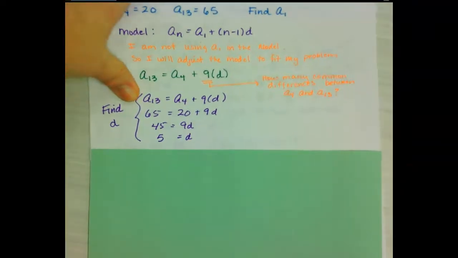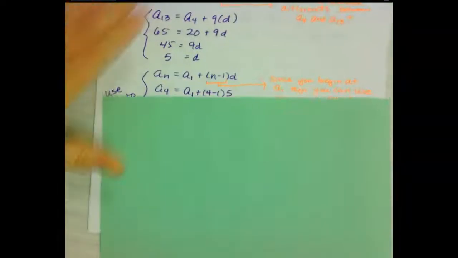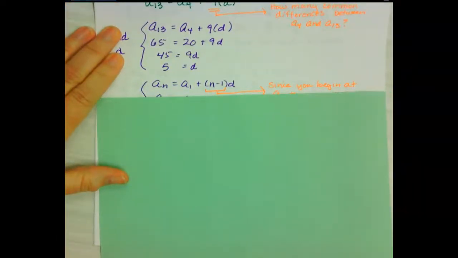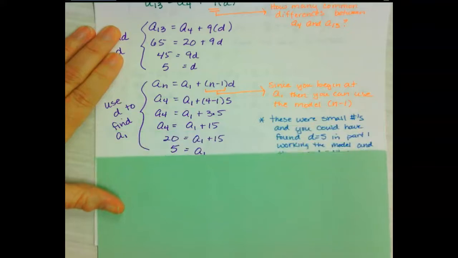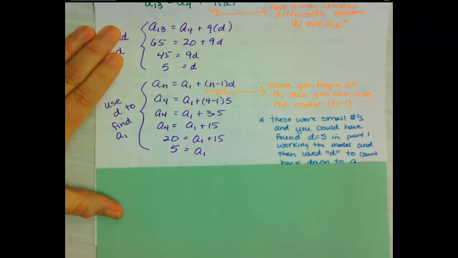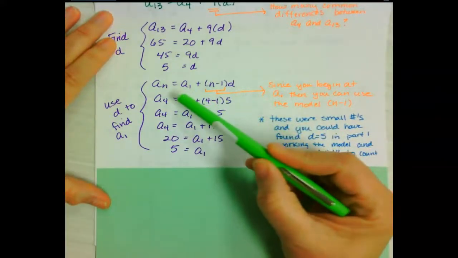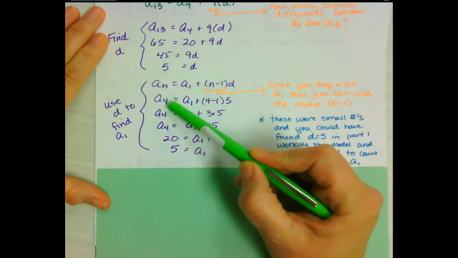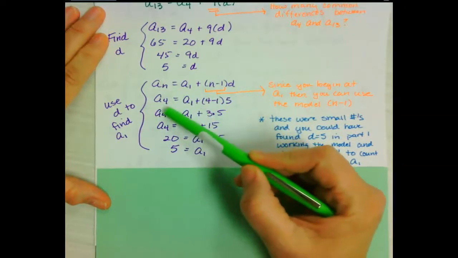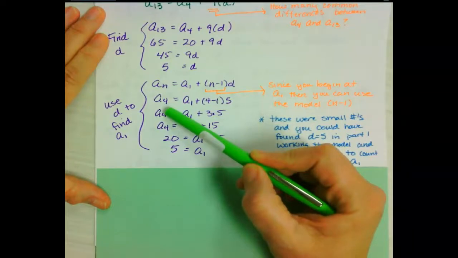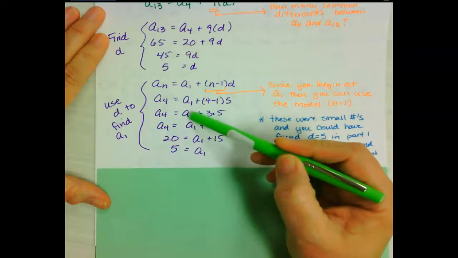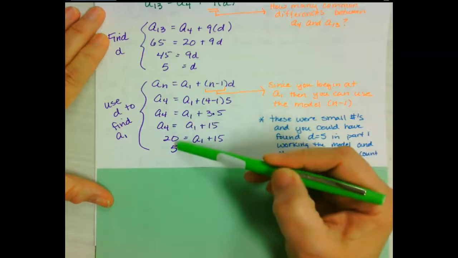So once I am confident and I know what my common difference is, I can go back to my model and I can plug in what I know and actually work through finding a sub 1. So if I have a sub 4 out here, you could use a sub 4 or you could use a sub 13. I typically pick the smallest one that I can find. Just makes the math a little easier, especially if you're doing this without a calculator. And then I plug in what I know. I don't know a sub 1, but I do know a sub 4 is 20.